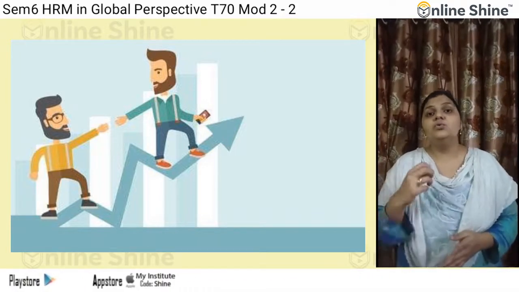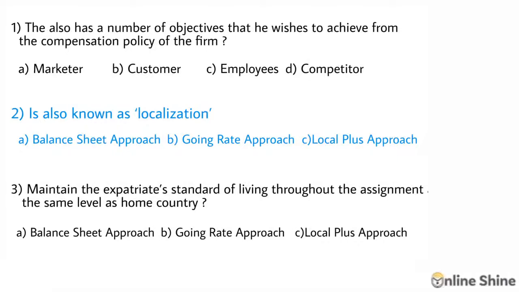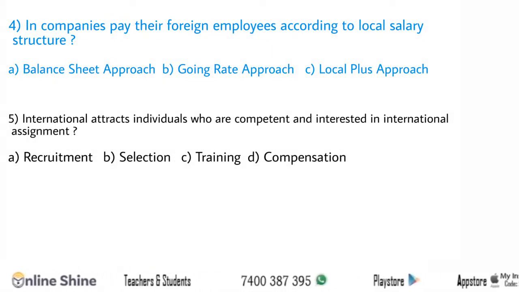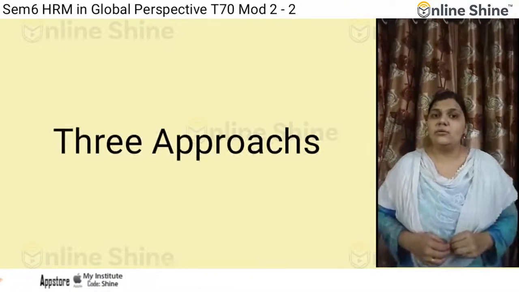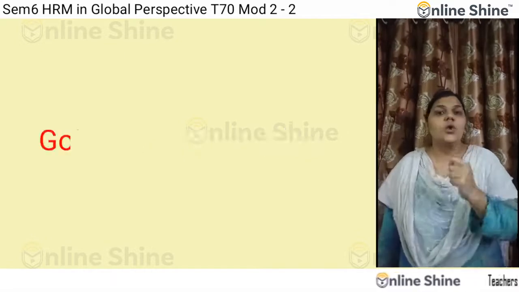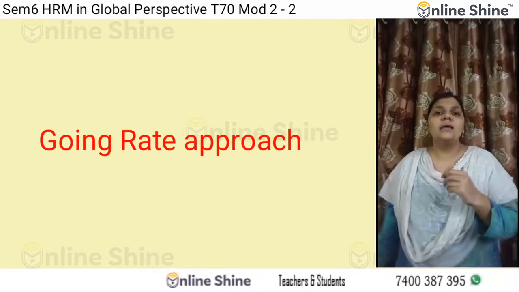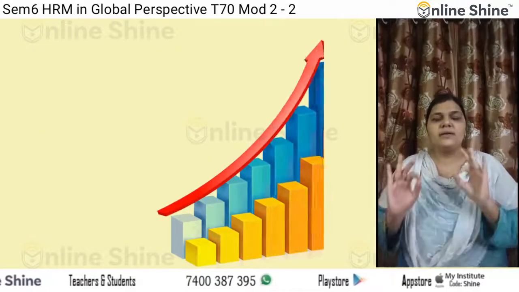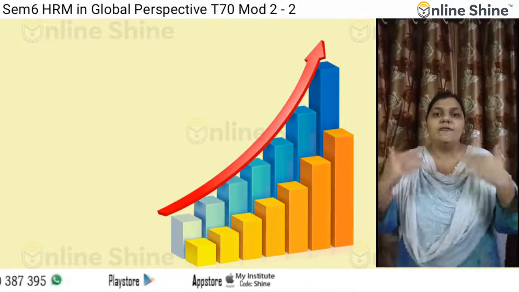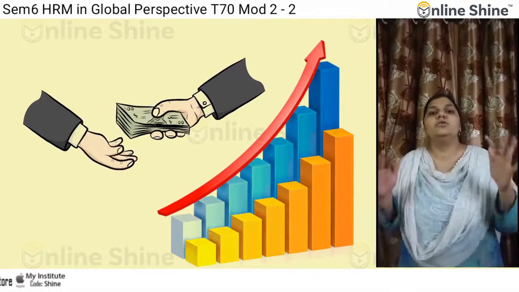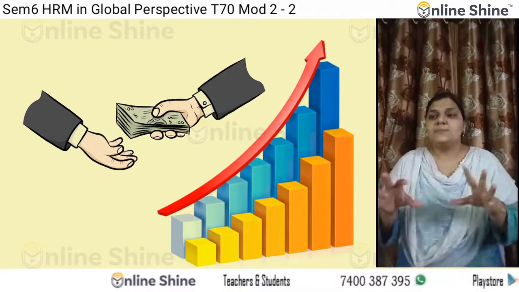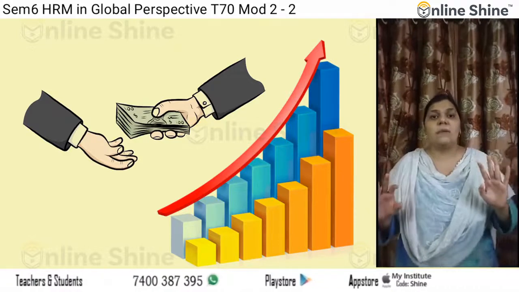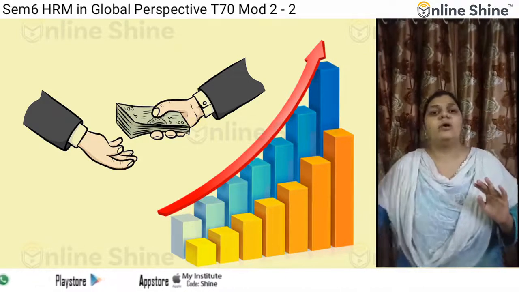And for that, we use different approaches. The 3 approaches that you need to remember for writing in your exam: first is the going rate approach. When I say going rate approach, I am saying it's a flow. Just remember, going rate is nothing but just going on. So I pay you whatever is going on in the subsidiary country. I pay you exactly as per the amount that is to be paid for your position to an employee who is a localite.